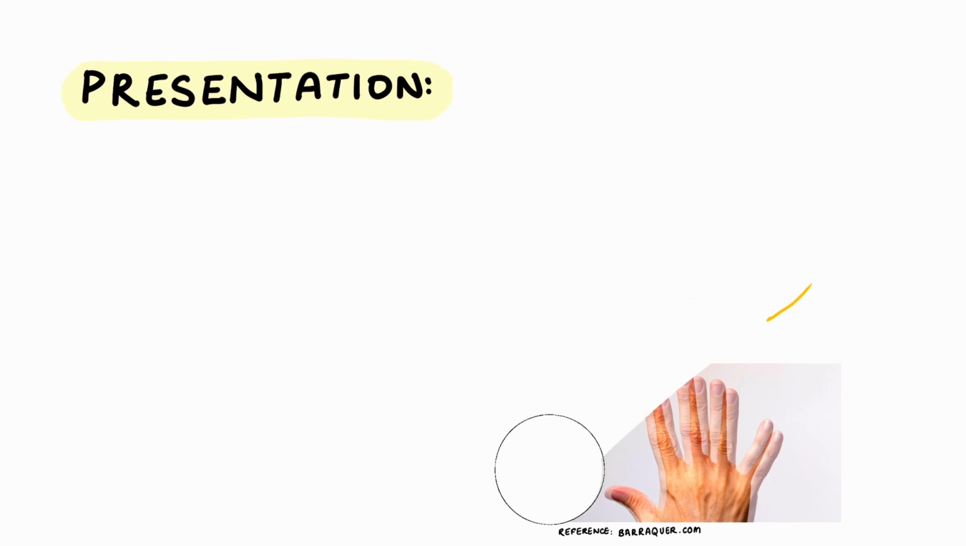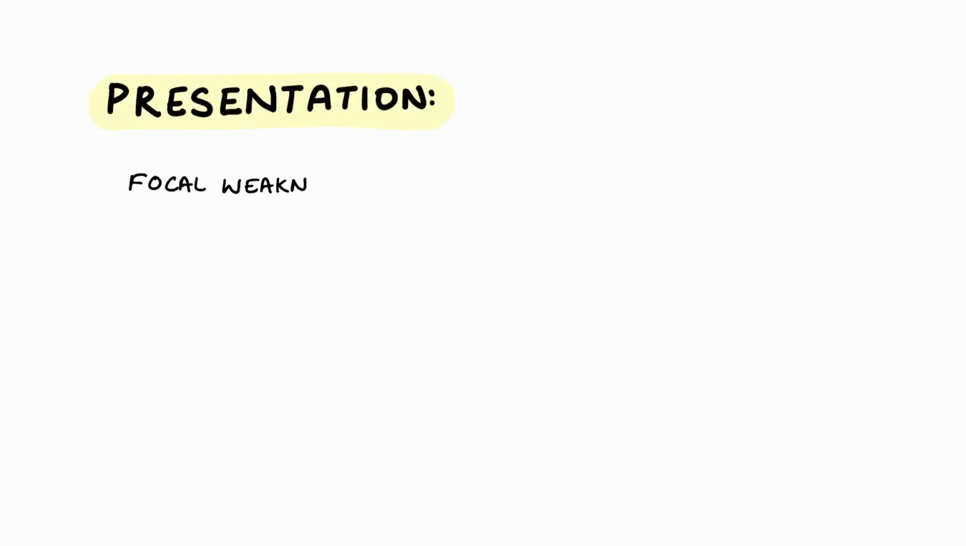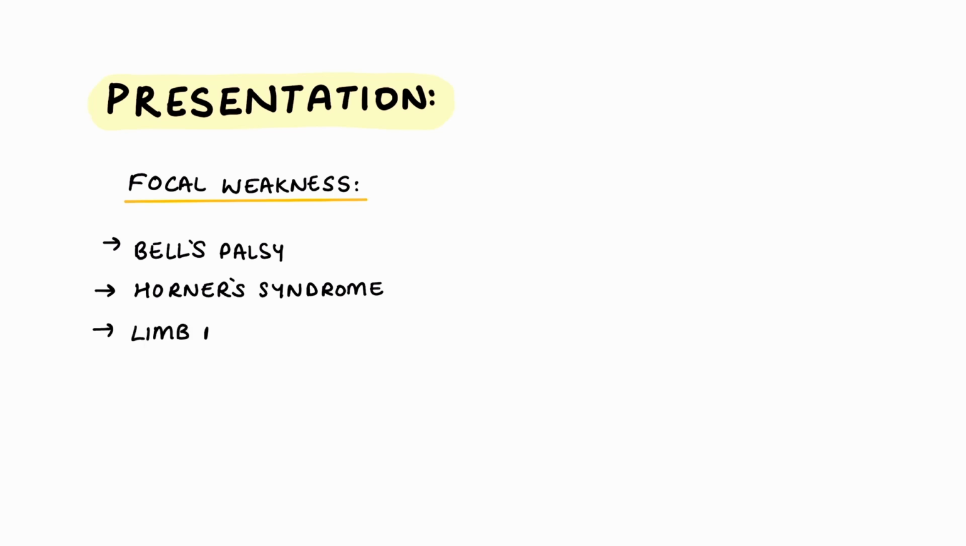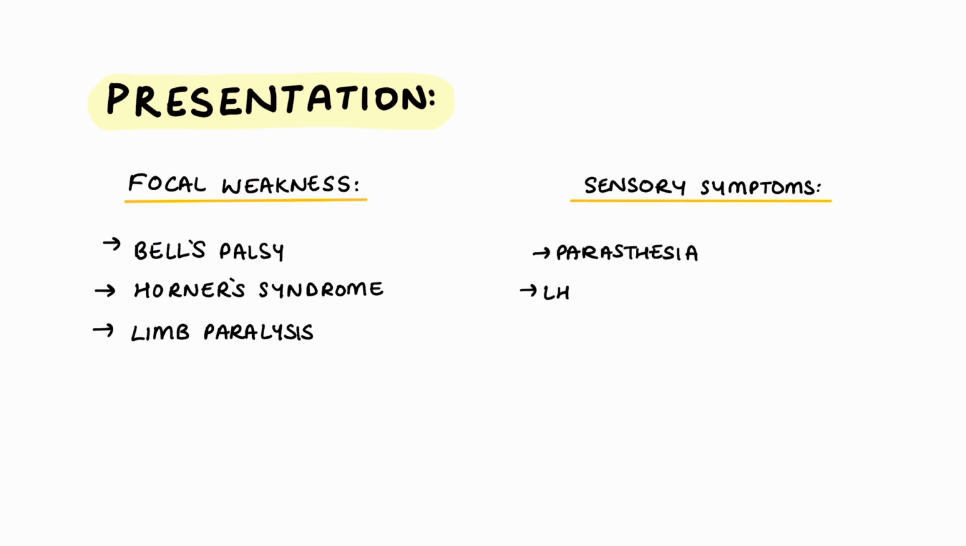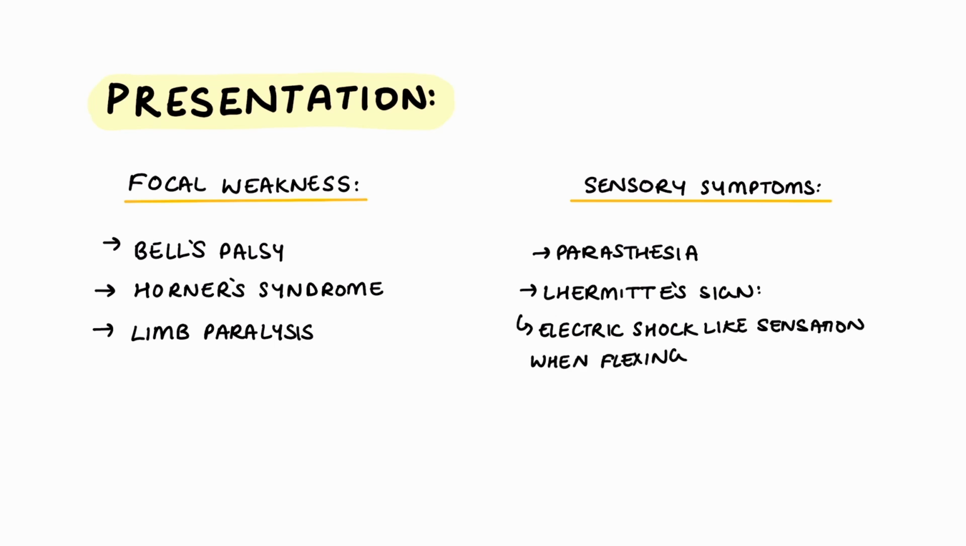Focal weakness can present as Bell's palsy, Horner syndrome, and limb paralysis. There are sensory symptoms such as paresthesia and the Lhermitte sign, which is an electrical shock-like sensation that occurs when the patient flexes their neck. This is due to the disease in the cervical spinal cord. And finally, they can also have problems with their coordination and movement, which is known as ataxia.